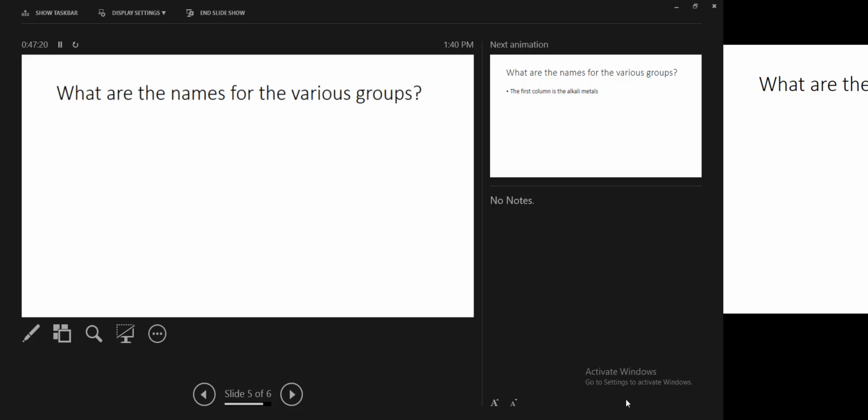All right, so what are the names for the various groups? Because now we've got a dynamic where we know all of these elements in the same group behave the same way. Let's start naming some of them. Seems reasonable. The very first column, all the way on the left side of your periodic table, those are the alkali metals. The alkali metals: lithium, sodium, potassium, rubidium, cesium, and francium. Okay, the alkali metals.